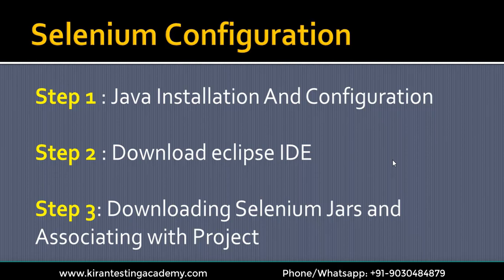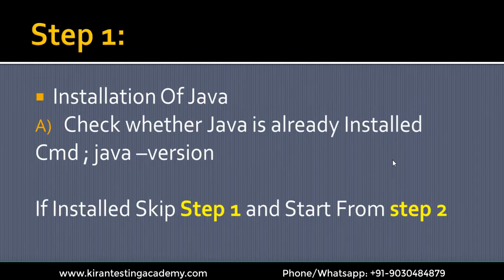But this configuration has been split into three parts. Step 1 is installation and configuration of Java. Step 2, downloading Eclipse. Step 3, downloading your jars and adding them to your project. So we'll see these three steps and let's follow. Step 1, installation and configuration.